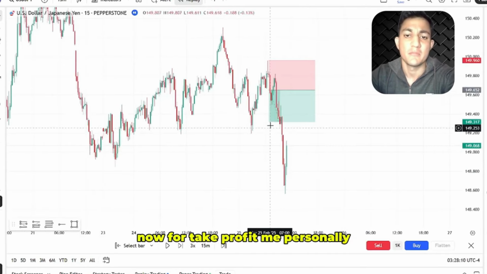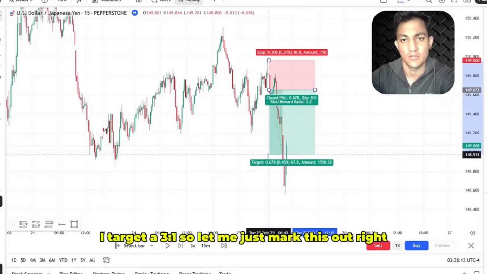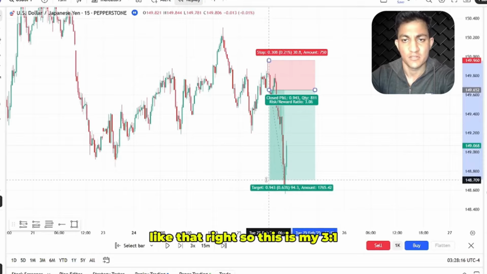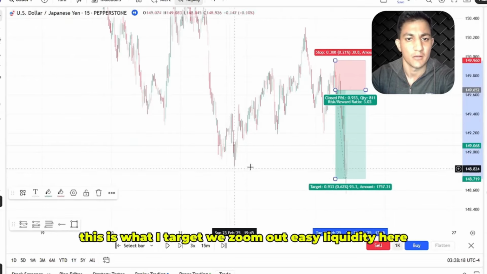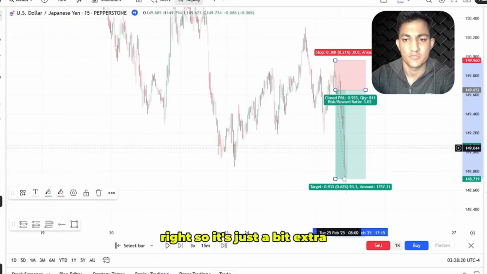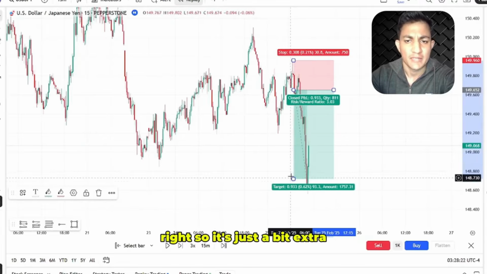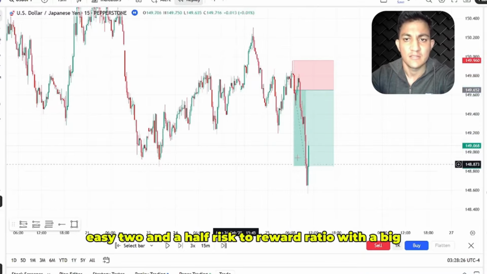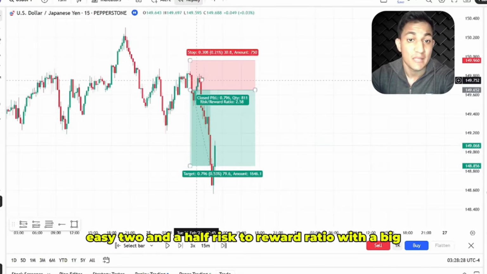Now for take profit, me personally, I target a 3-to-1. So let me just mark this out. Like that, right? So this is my 3-to-1. This is what I target. If you zoom out, easy liquidity here. So it's just a bit extra, but you could just target this liquidity as simple as possible. Easy 2.5 risk to reward ratio with a big wide stop loss.